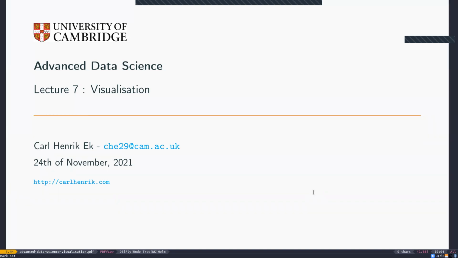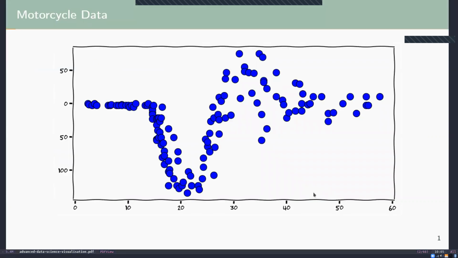Cool, I guess we can get started. So today we're going to talk about visualization. So first thing is, you've noticed that this is an absolutely awful data set, right? It's kind of cool how something so ridiculously simple can be absolutely horrible to work with, especially if you're limited to the linear models that we have.